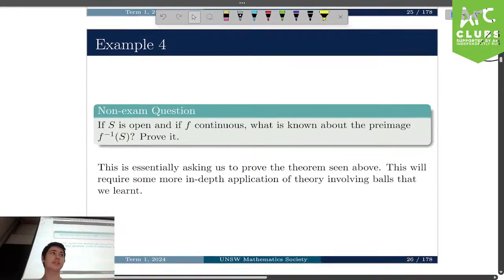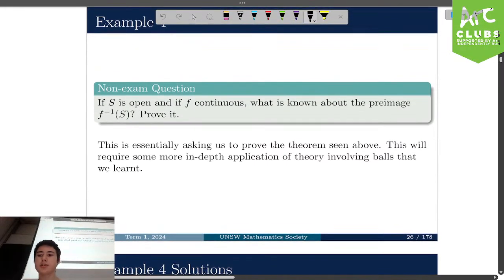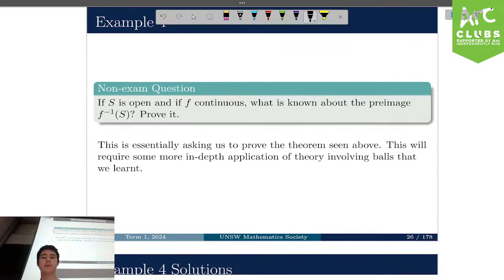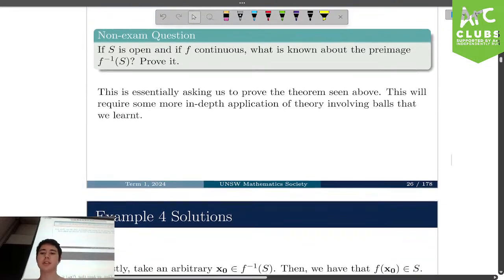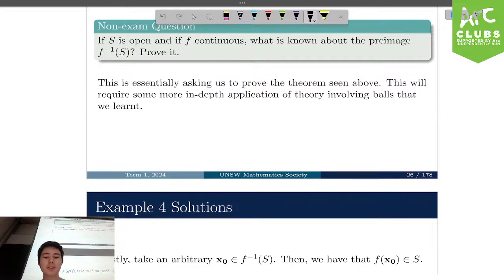Straight into the next example, okay? Let's chug through this. Given that a set is open and your function is continuous, what is known about the preimage of it? It's kind of what we just discussed. So, let's think about it. We have an open set as our image, and the function is continuous. What does it mean for it to be continuous?